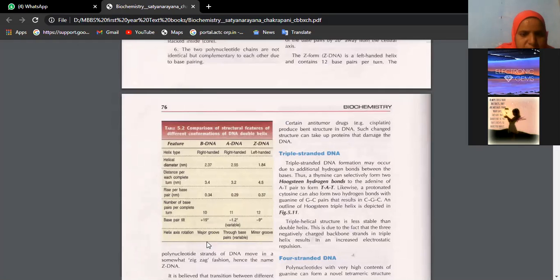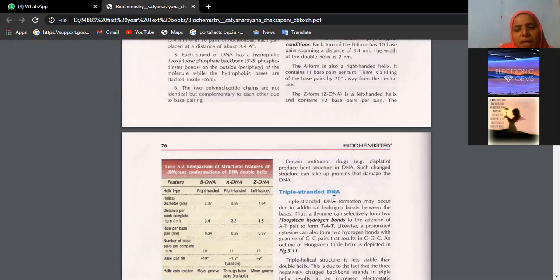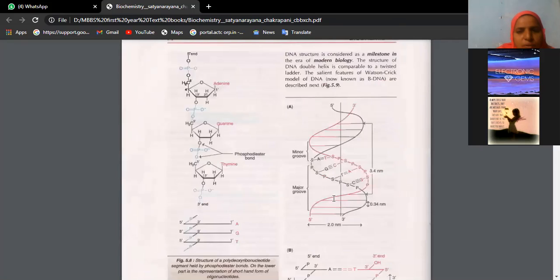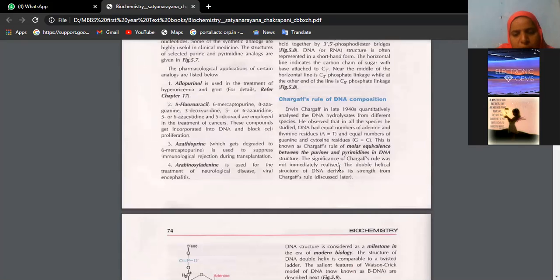B-DNA is the one we have just studied, the Watson and Crick model, with 3.4 and 0.34 nanometers and so on. Apart from that, you try to discuss the other two types of DNA also. So that is all about this essay question.